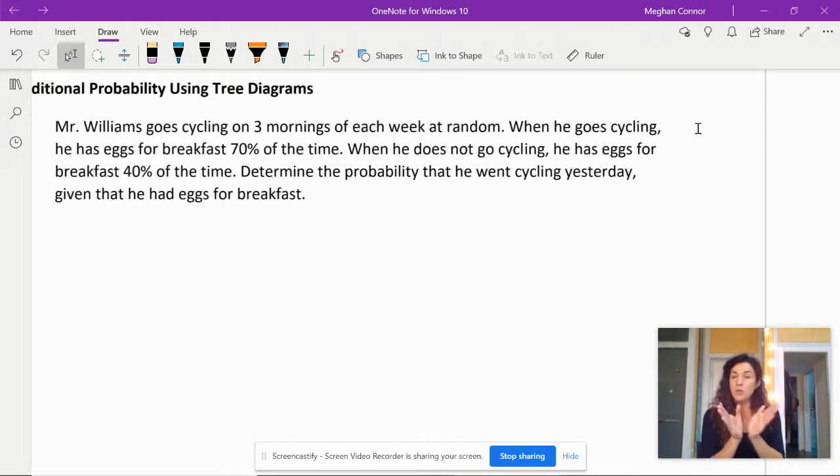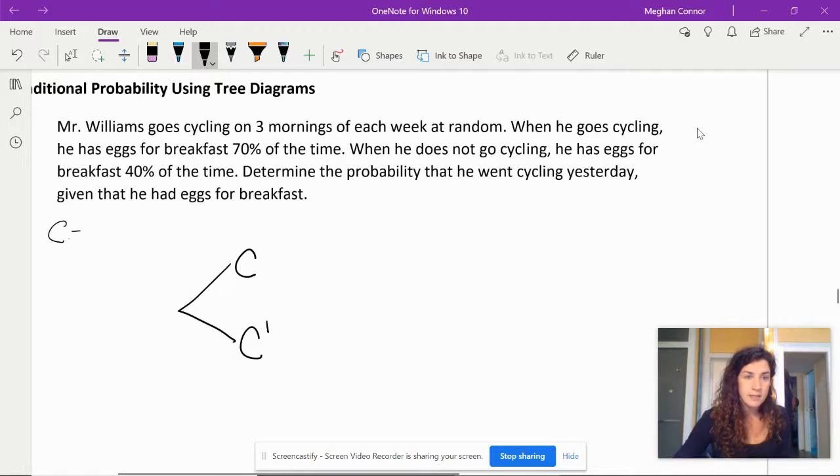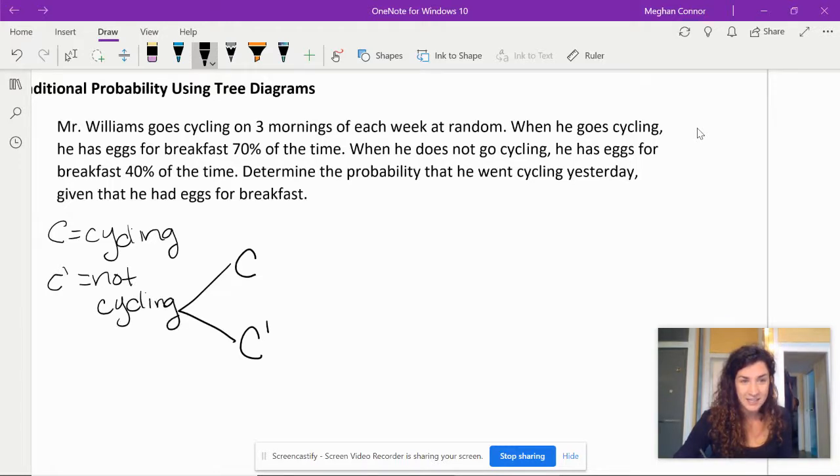He either went cycling or he did not go cycling. There are 2 options here and they split off from that. Those 2 options can be represented as cycling or not cycling. Remember that the apostrophe up there means not. So C stands for cycling. It's good to label your variables. So we could say C equals cycling, and then C prime is not cycling.